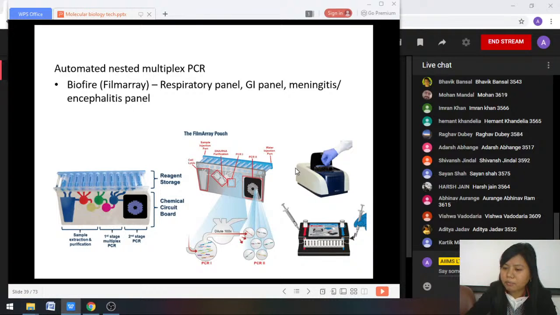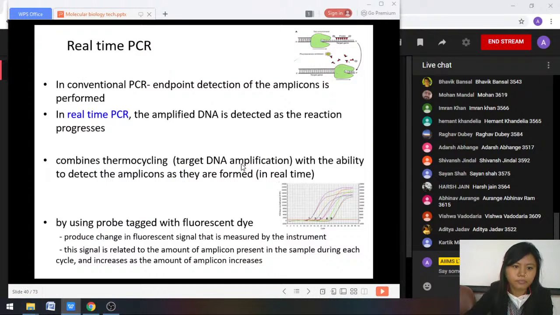This machine provides the milieu for the thermal cycling, right? And it has a detector which will also detect whether the amplification has occurred or not, right? This is the example that I'm giving you, BioFire or FilmArray. These are cartridge-based panels which are now available, right? So probably in the practical class today we'll show you a picture and a demo of this cartridge as well, so that you get an idea of the approximate size.